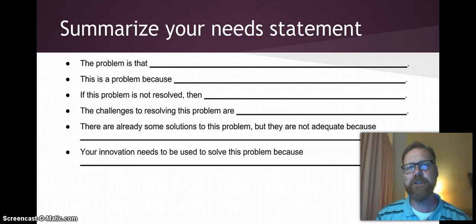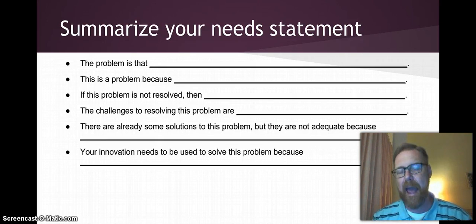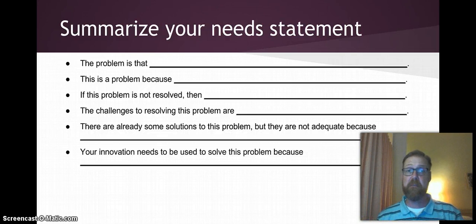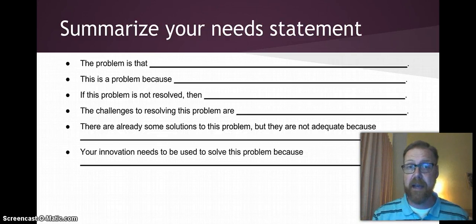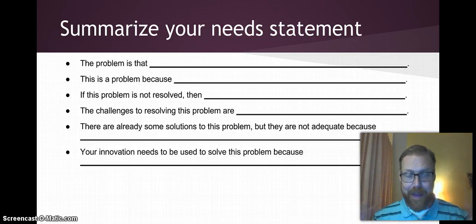So this is where you get a chance to actually talk about your innovative idea. Think about why your innovation needs to be used to solve this problem, and how would you explain that? If you had to convince somebody, or if you were pitching this idea to someone, what would you say? Remember, this is just a statement. We're not looking for an essay or a dissertation or a book. We're looking for, quite frankly, a long sentence.